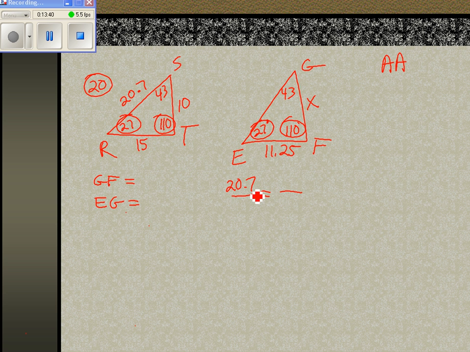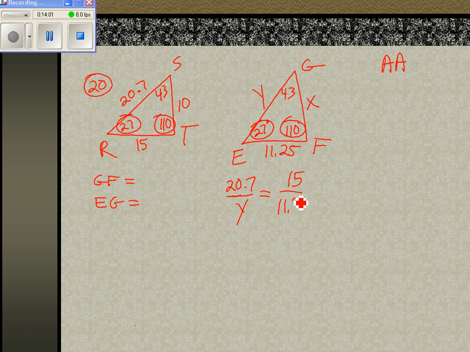EG. Do we know what EG is? No, they put an X over here. I'm not sure why they didn't put a letter over here. We'll put a Y over there. Doesn't matter. Pick another side from that triangle. 15. That's going to go on top here. What's it match up to over here?